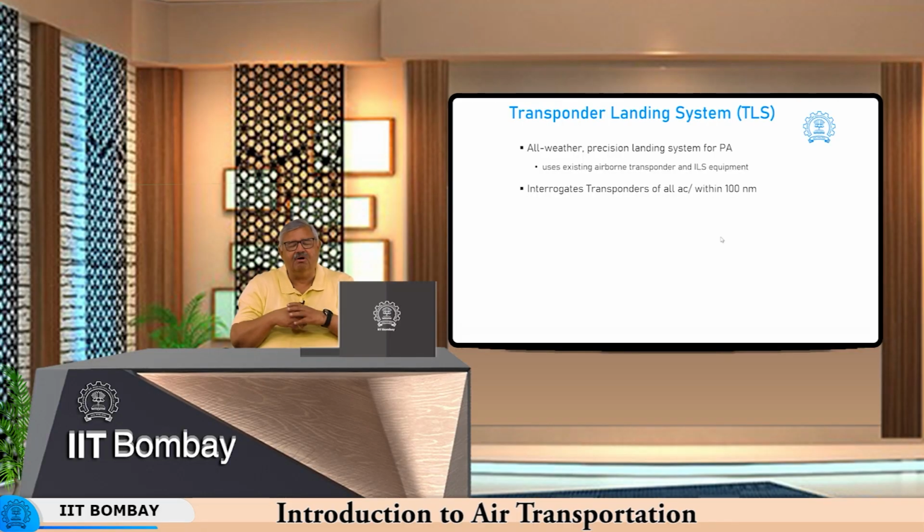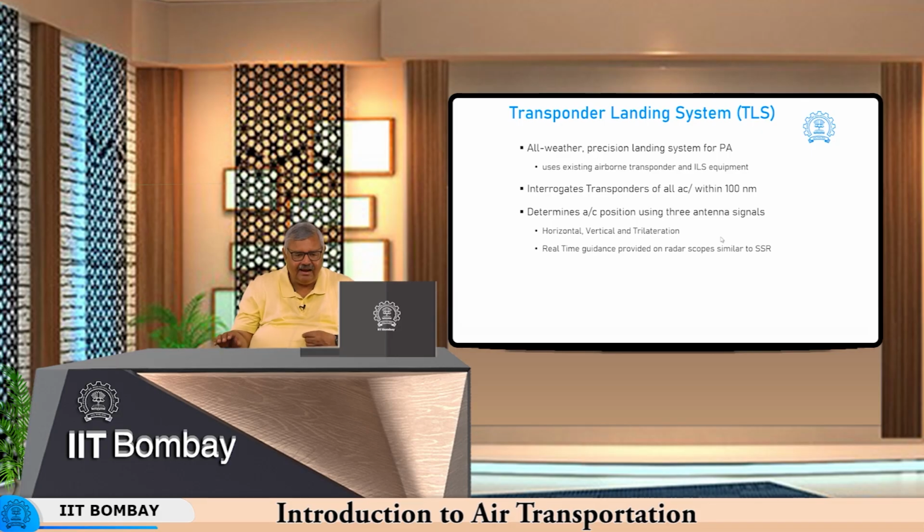It interrogates all transponders of the aircraft within 100 nautical miles from where you are, and it determines the aircraft position using 3 antenna signals. One of them is used for the horizontal location, the other for vertical location, and the third for the trilateration, which gives you the ability to locate a fixed point in space. In case of TLS, real time guidance is provided on the radar scopes, which are similar to the secondary surveillance radars.